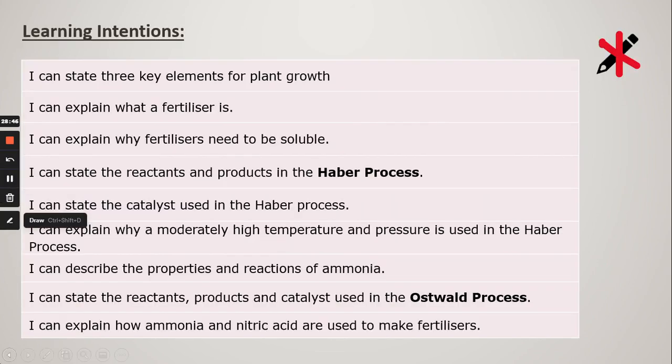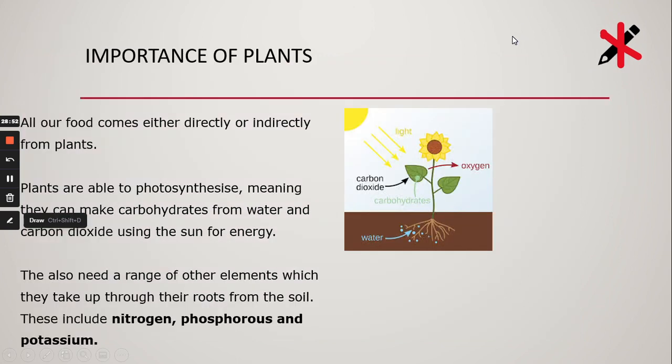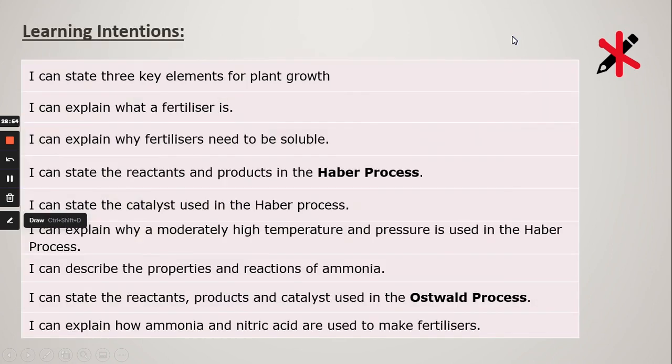These were our learning intentions for fertilisers, so it's worth taking a little bit of time just now and seeing if you understand all of these things. You should be able to state 3 key elements for plant growth: NPK, so you need to remember that. You should be able to explain what a fertiliser is and why it needs to be soluble. You should be able to state the reactants and products in the Haber process and the catalyst used in the Haber process. See if you can remember that.